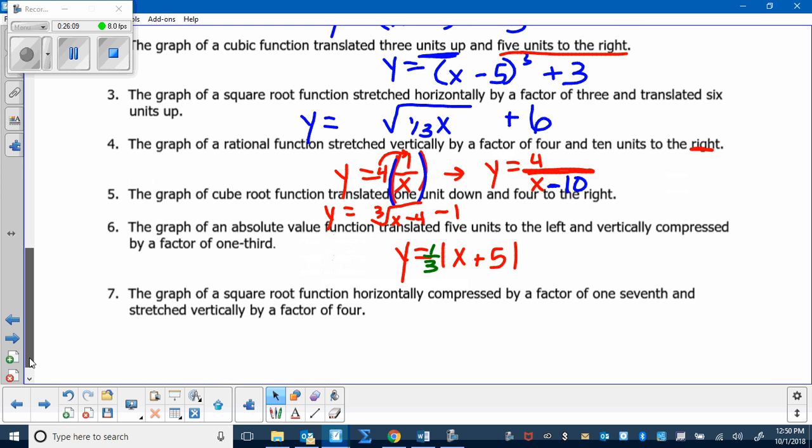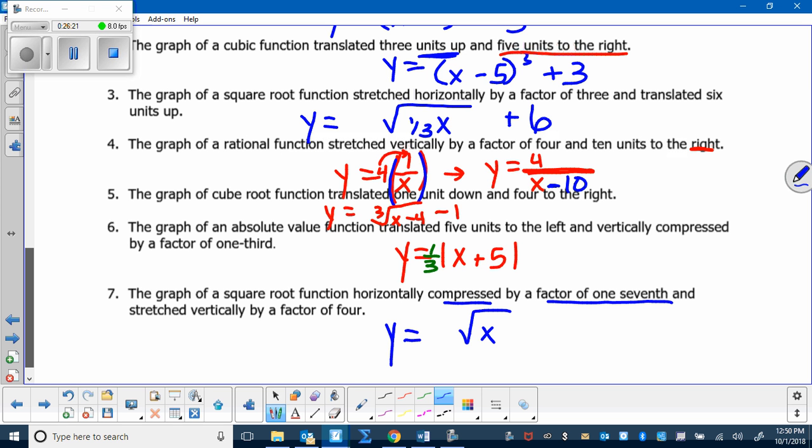Finally, number 7, the graph of the square root function horizontally compressed by a factor of 1/7. That's going to be opposite what you think it is. So what is the opposite of 1/7? Yeah, 7. Good. So there's a 7 on the inside. And stretched vertically by a factor of 4. Guys, vertical doesn't change anything. So if you are stretched vertically by a factor of 4, there's a 4 on the outside.